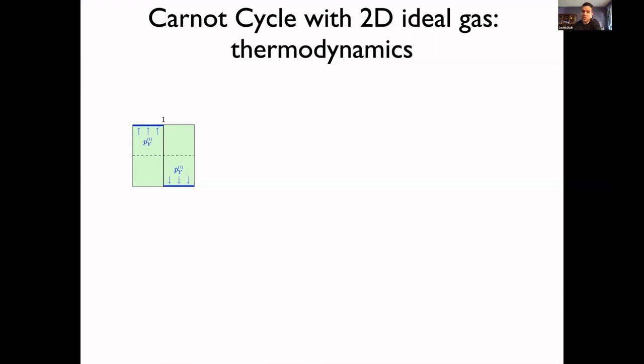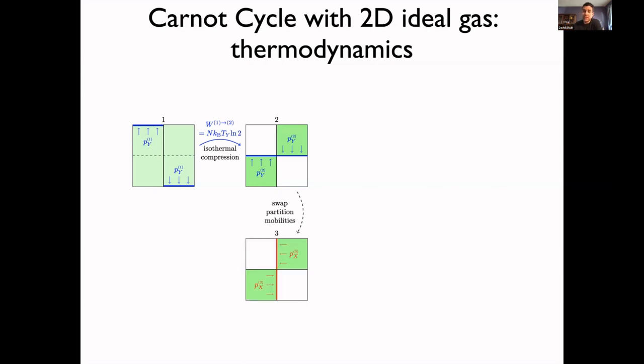I put a vertical partition into my box, and then I compress each side of that box in a different direction. Okay, I know how much work I need to do that isothermally. I then swap which of the partitions are mobile. I immobilize the horizontal partition, I mobilize the vertical one, and now I expand using work from the gas in opposite directions on each side of the immobile partition. Isothermally, I know what work I get out from that. And then finally, to close the cycle, I swap the partitions.